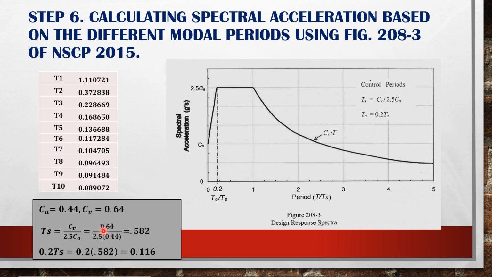So, assumptions natin kanina, CA is equal to 0.44 and CV is equal to 0.64. So, solve natin yung TS, no? TS is equal to CV over 2.5 CA. So, ilalagay lang natin itong value dito. Then, result is 0.582. Then, our 0.2 TS is equal to 0.2 times 0.582 is equal to 0.116. So, ito yung value natin sa TS. Ito yung value natin sa 0.2 TS. Bakit kailangan natin hanapin? Sabi ko kanina, gagamitin natin itong graph. Dito natin hanapin itong mga points kung saan dito yung spectral acceleration natin. So, yan.